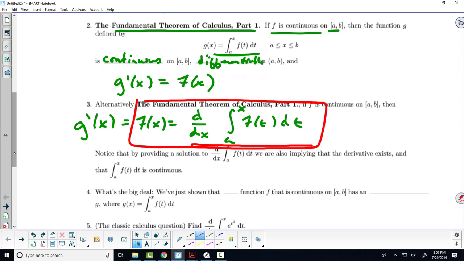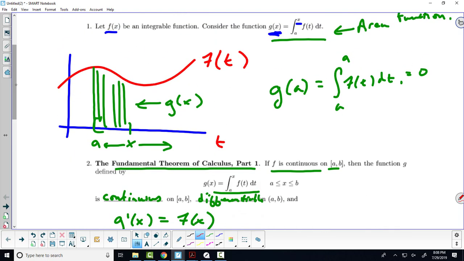So let's go back and look at our picture. Remember, what is a derivative measuring? It's measuring the rate of change. If I want to go up here and ask you, how does g of x change? If I move x just a little bit to the right, what's going to determine how g of x changes? The shape of f of x. So the shape of the underlying function determines how g, the area function, changes.